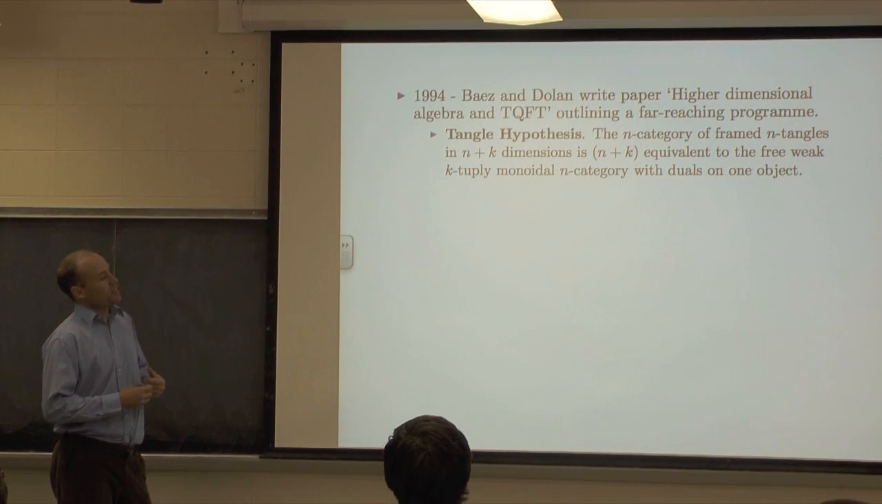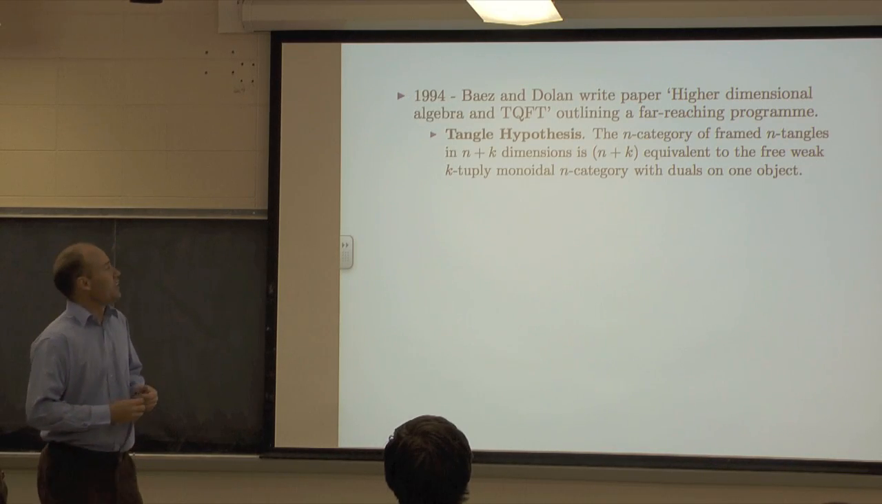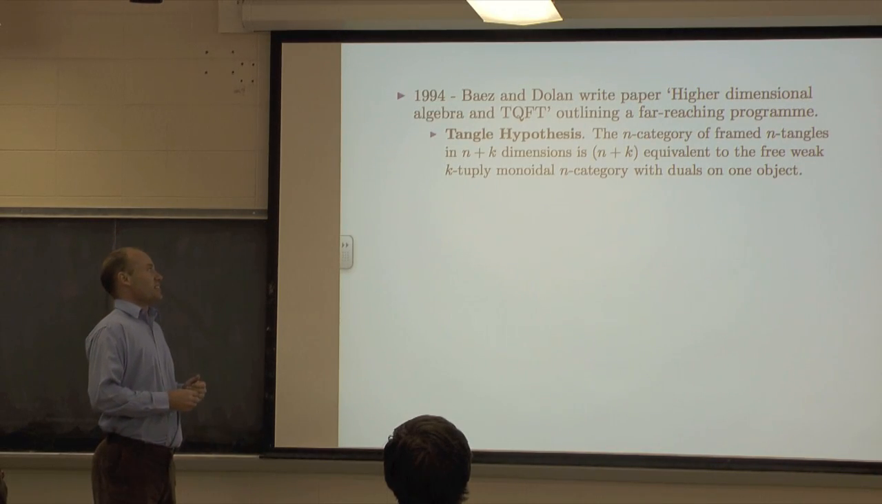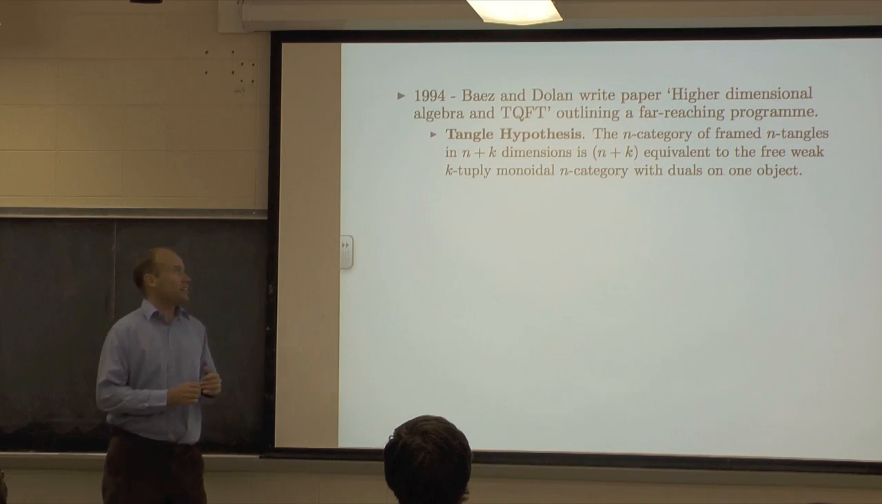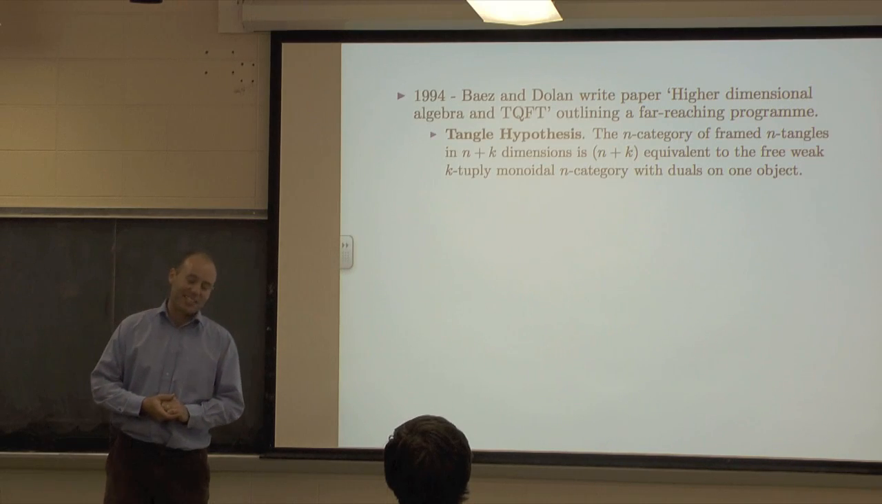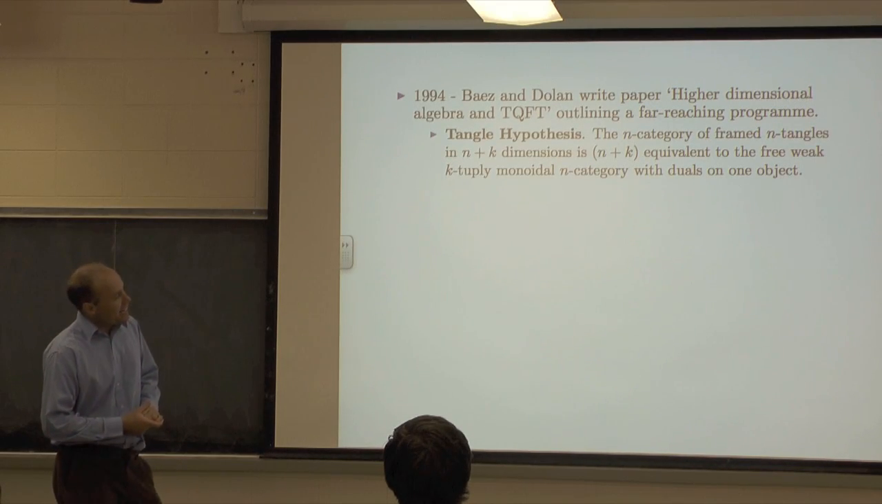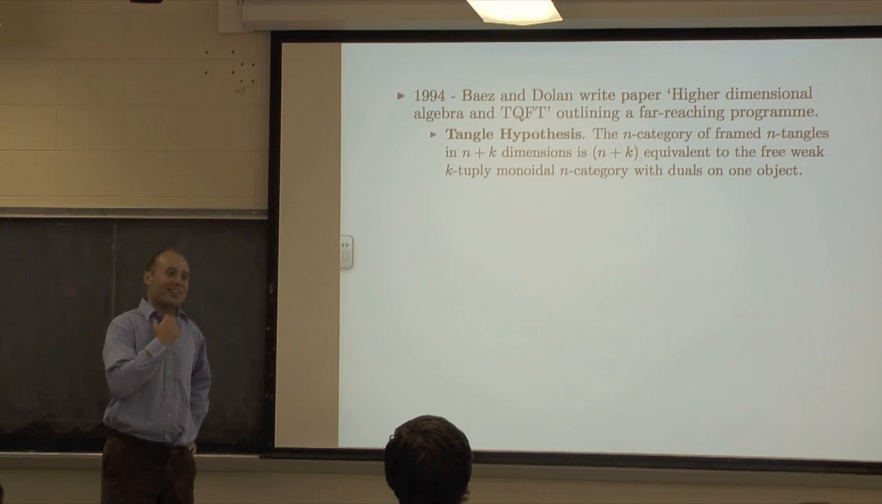The first, so this is sort of like a dream for how the theory is supposed to work out at the end of the day. The first one is the tangle hypothesis, basically saying that the n-category of framed n-tangles in n plus k dimensions is equivalent to the free weak k-tuply monoidal n-category with duals on one object.